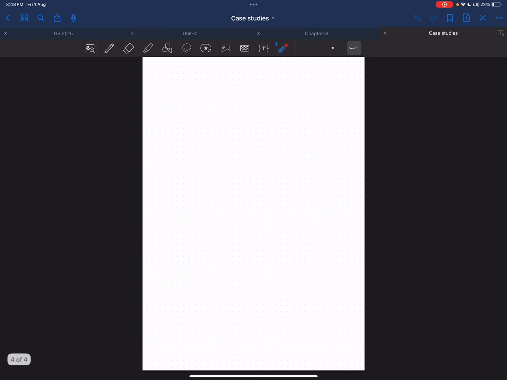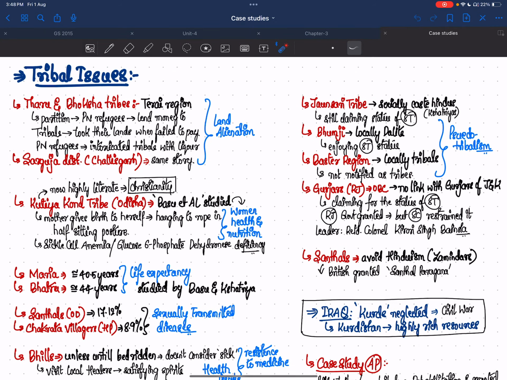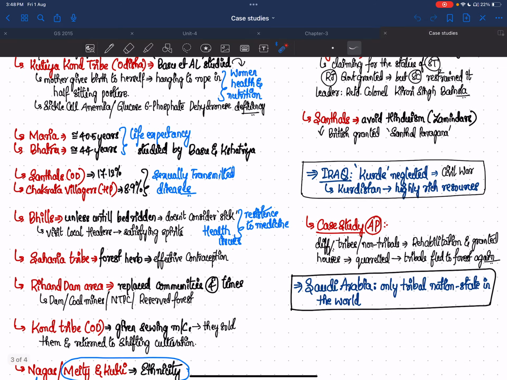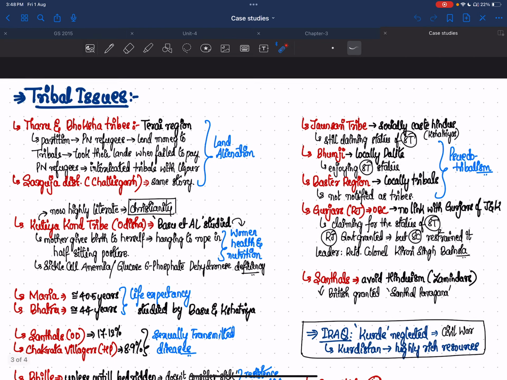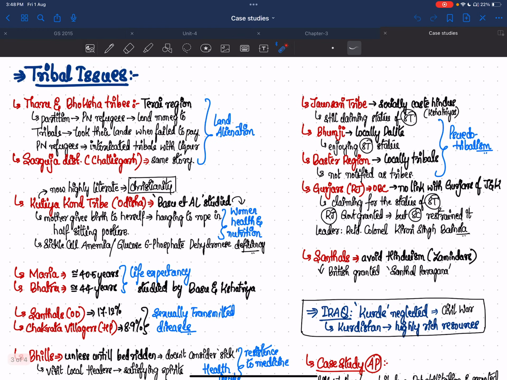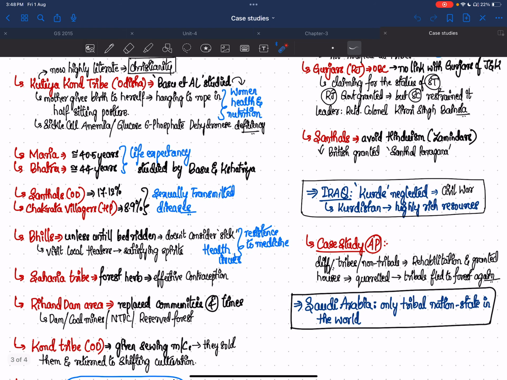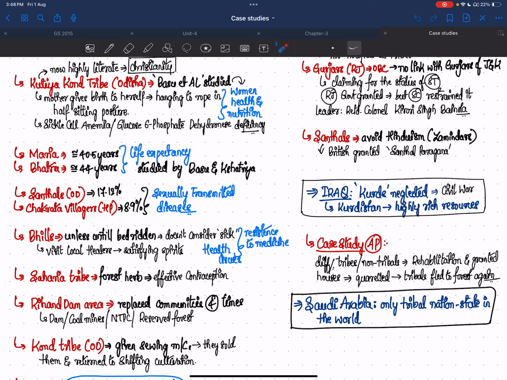See here are the case studies. Tribal issues means whichever question is related to tribal issues, I have to quote all these people, these tribes, these NGOs, these case studies. Because we know the subject, but all that we need in the optional is that we should write differently from the GS papers. In the optional you have to write the thinkers, case studies and examples. So I wanted to make all these things in one place. If I had qualified for mains, I would have given you a better perspective, but it didn't happen.